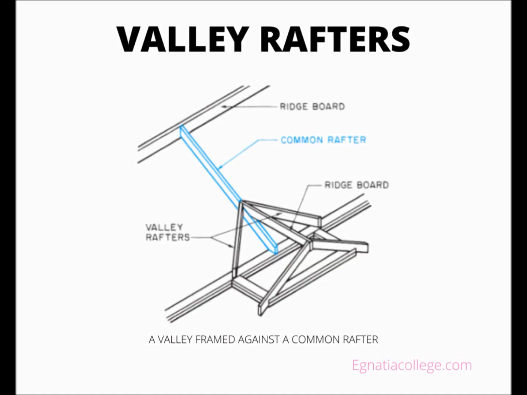In other words, when the long and short valley rafters are used, the length of the long valley rafter is based on the run of the common rafters in the wider roof. The length of the short valley rafter is based on the run of the common rafters in the narrower roof. When both valley rafters butt against a common rafter of a higher roof, their lengths are based on the run of the common rafters in the narrower roof.